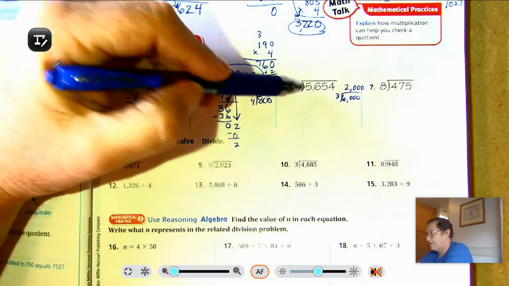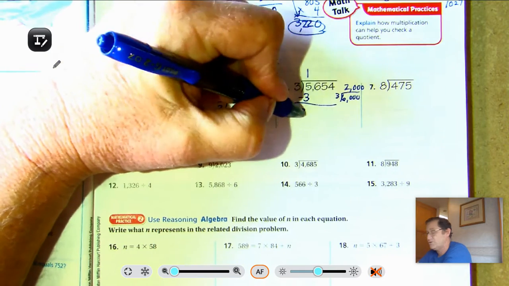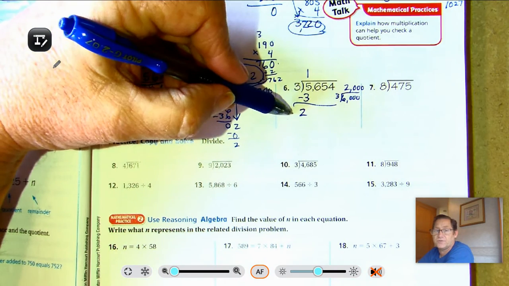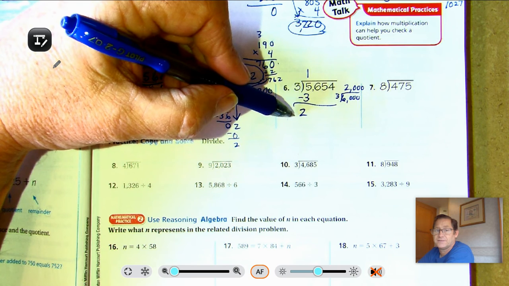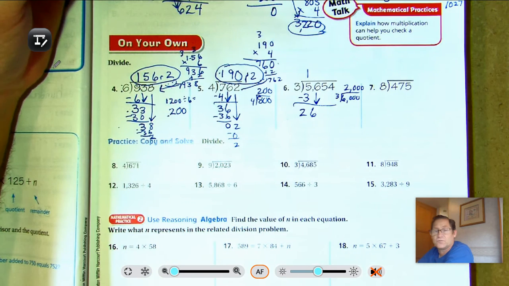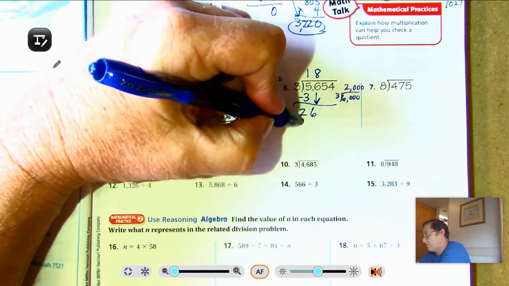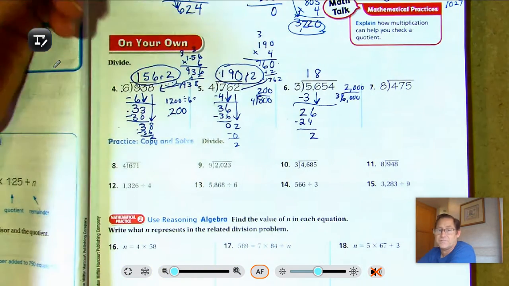All right. 5,000 with 3 groups. That's 1 in each group, leaving me 2,000, which can't be shared with 3 groups. So let's trade those for 20 hundreds plus the 600 we already have. So 2,600 divided by 3 is 8. 3 times 8 hundreds is 24 hundreds. Subtract, I get 2 hundreds. That also cannot be shared with 3 groups.